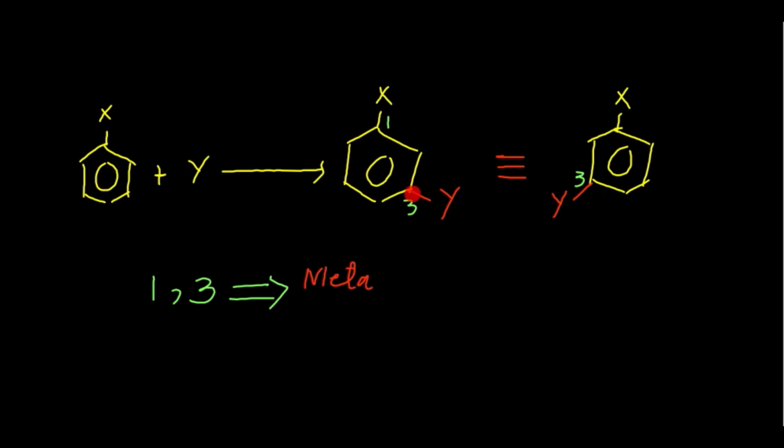It means we can say Y is at the meta position of X, right students? Y is at the meta position of X, right, and X is at the meta of Y. यानी Y X की meta position पे है या X Y की meta position पे है. Likewise here, X and Y, they are meta to each other. X is at the meta position of Y or Y is at the meta position of X, right? X and Y, they are meta to each other. Since position 1 and 3, they are meta positions, right students? I hope this is clear to you.